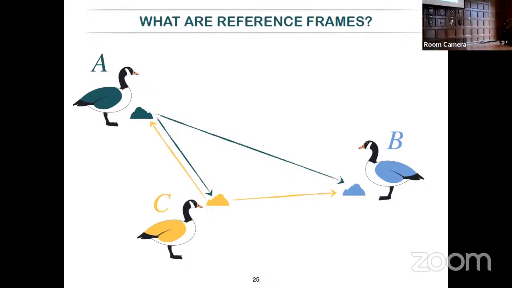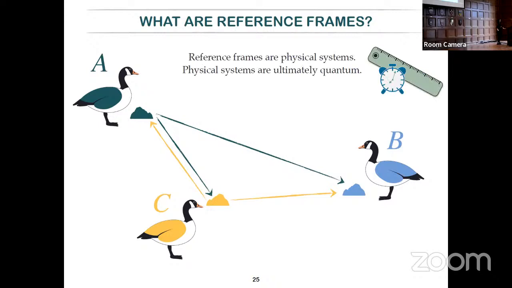So now, if we think about it a bit more concretely, you see I drew a rock there because when we take the perspective of a physical system, we are usually referring to a physical system. So if I want to measure distances from the wall to the table, I will just put a ruler here on the wall and I will see how many meters I have before I reach the table. And physical systems are ultimately quantum.